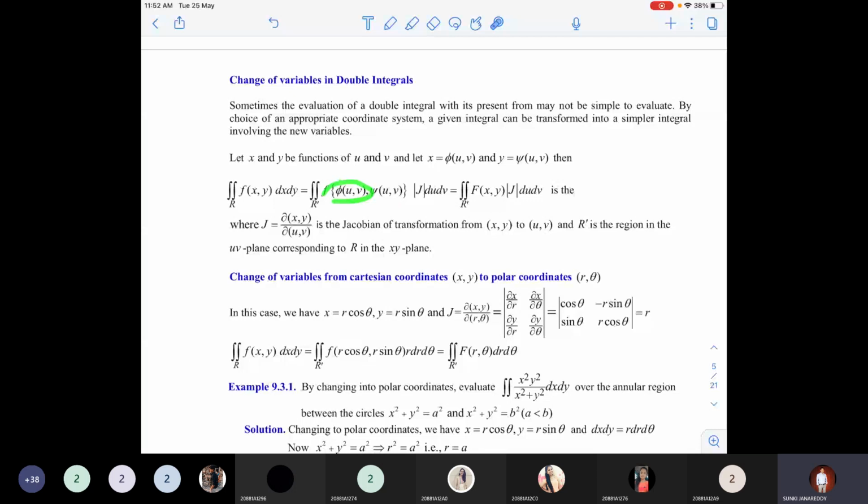Okay, now after that, to transform xy into uv, what can we use? I just told you. What should we use?